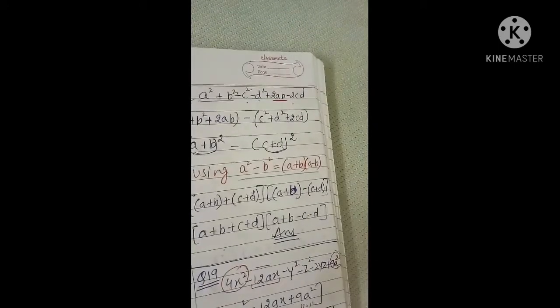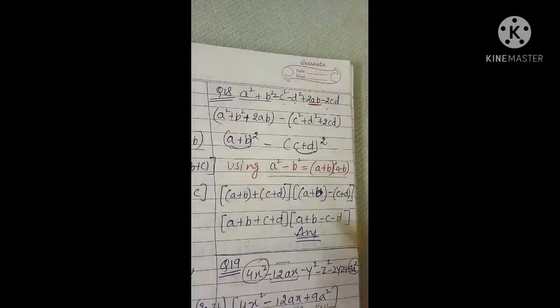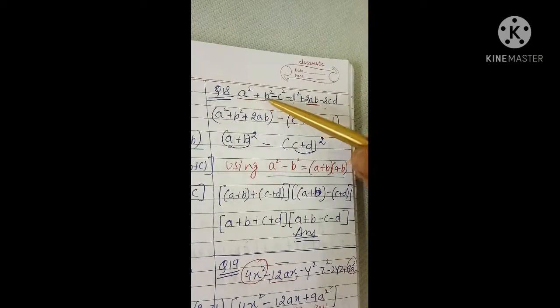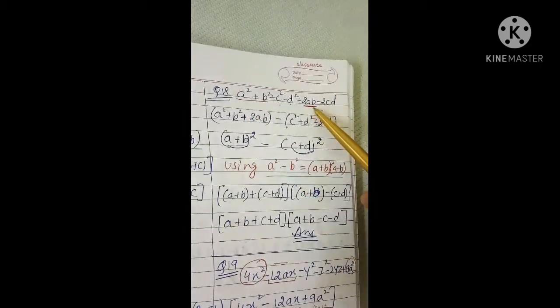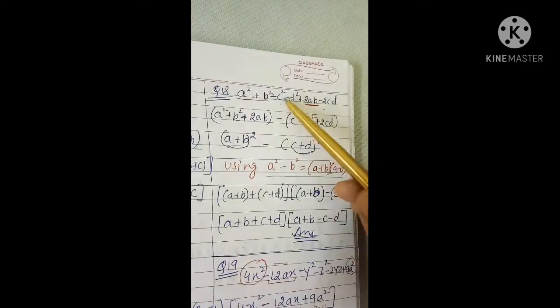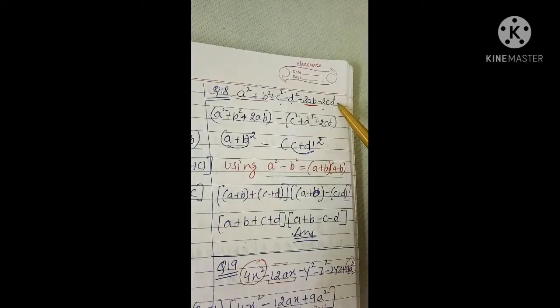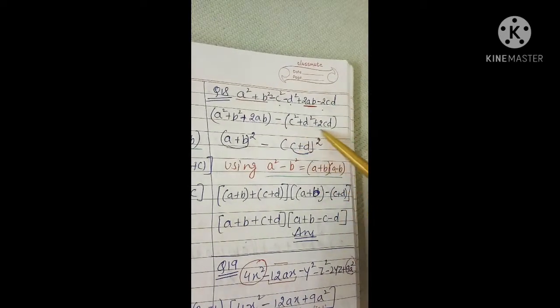Then question number 16, 17 that you can try, easy. Now question number 18. Now in 18th sum, a square plus b square plus 2ab we can write in one bracket, minus c square minus d square minus 2cd. Negative we can take common and this we can write in the another bracket.